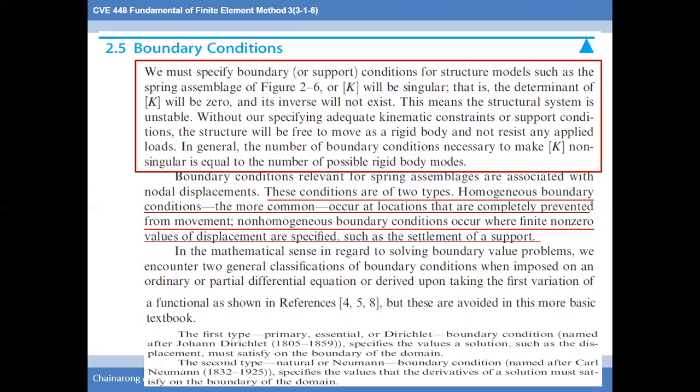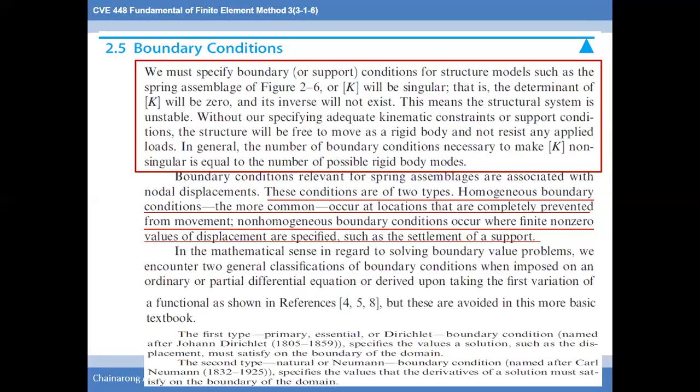The boundary condition may be classified into two types. First is the homogeneous boundary condition, which we are familiar with. That is the fixed support, or a support that has no motion. This means that the boundary condition that we apply is equal to 0.